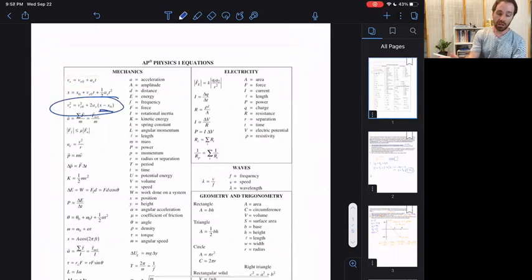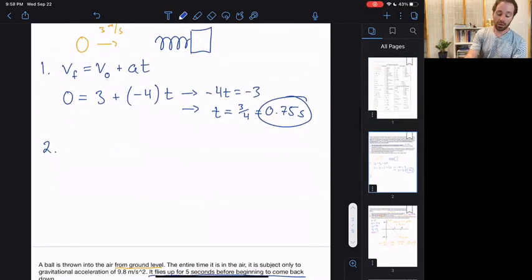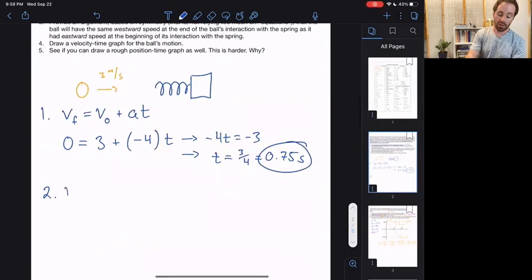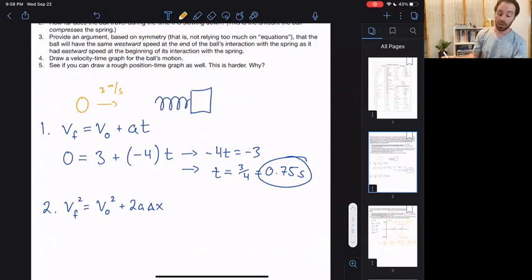Instead of x minus x naught, I'm going to just write delta x, the change in x, and then I'm also going to simplify the subscripts a little bit. That equation says that the final velocity squared equals the initial velocity squared, plus 2 times a times delta x. I want to examine whether we know these things or not. Do we know the final velocity?